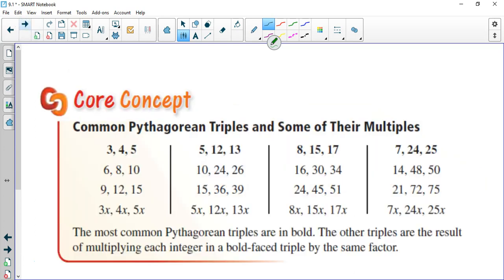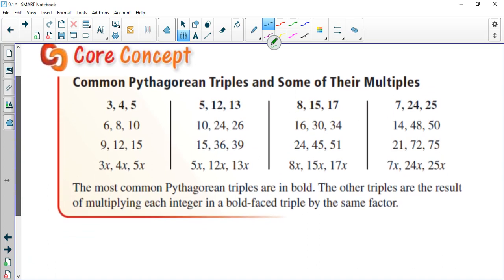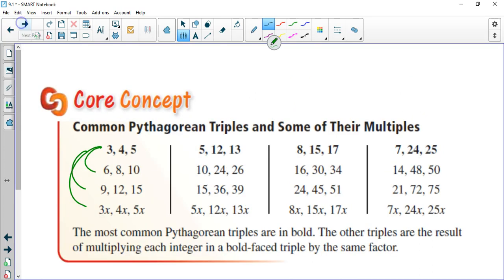Okay. These are some common what are called triples. These are numbers that always form a right triangle. The most common are the top ones in bold, and the ones underneath are just multiples. So, times 2, times 3, times x. So that's all that's happening there. Not a bad idea to have some of these memorized, especially the top 4. Just makes your life easier when you're dealing with Pythagoras.